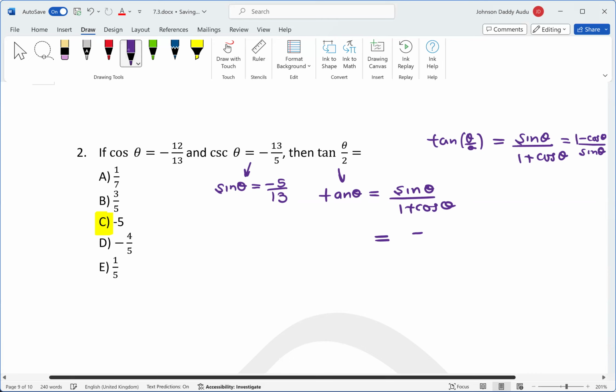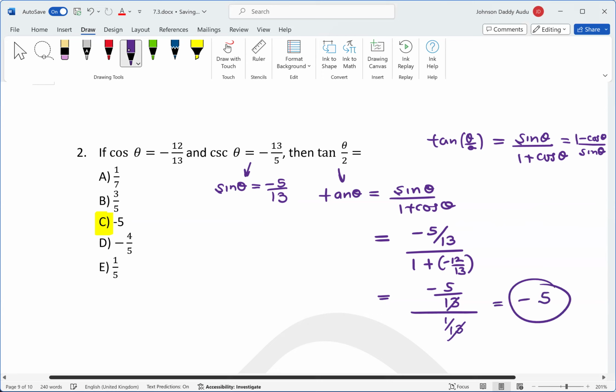What is sine theta? Minus 5 over 13 over 1 plus cosine, and cosine is negative, so this is negative 12 over 13. And this is just minus 5 over 13 divided by 13 minus 12 over 13. This is just going to be 1 over 13. So 13 will cancel 13, and our answer is just minus 5.